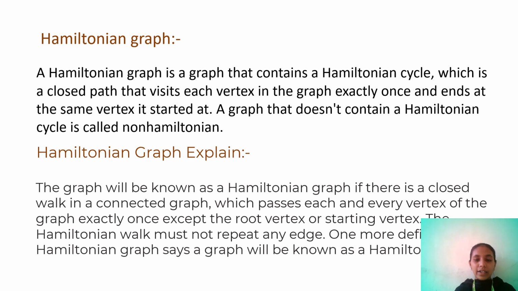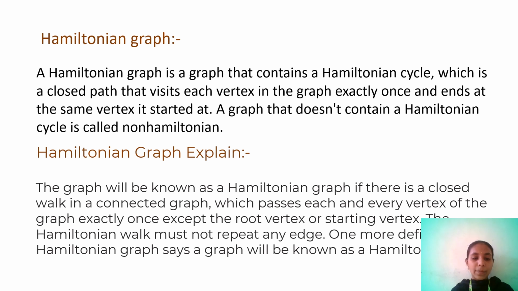Hamiltonian graph explanation. A graph will be known as Hamiltonian graph if it is a closed walk in a connected graph which passes each and every vertex of the graph exactly once, except the root vertex. The Hamiltonian walk must not repeat any edge.